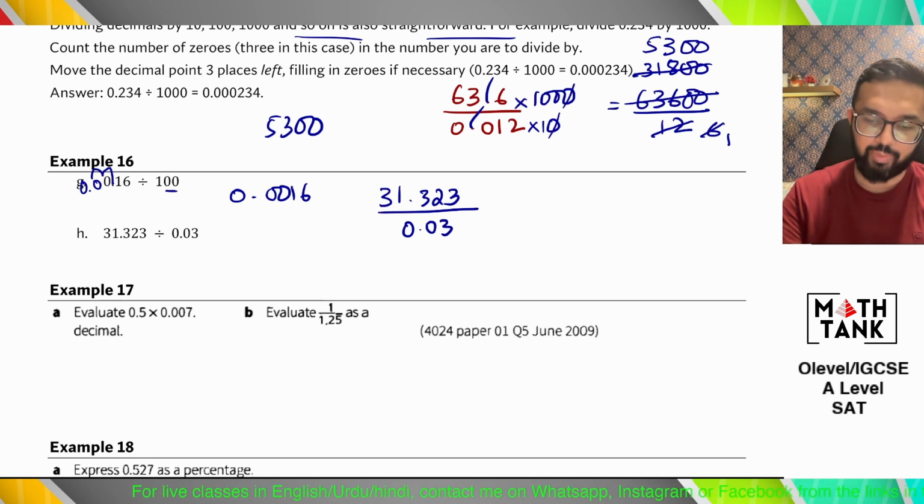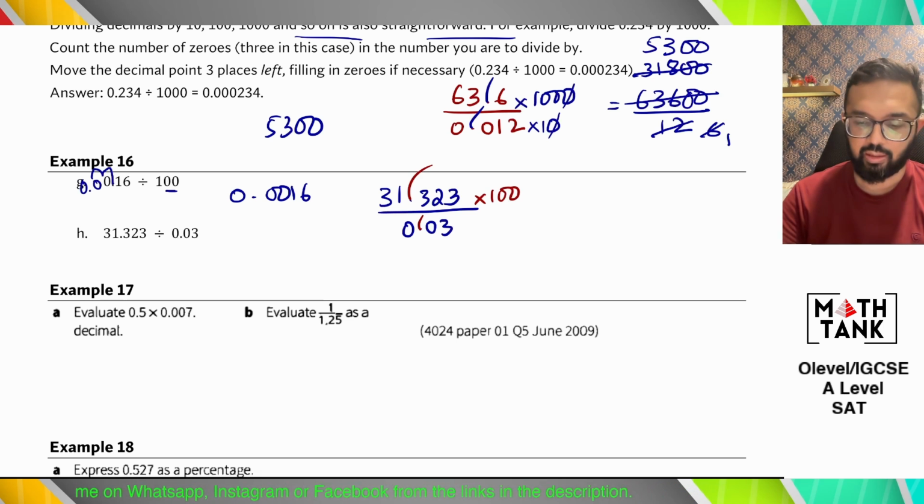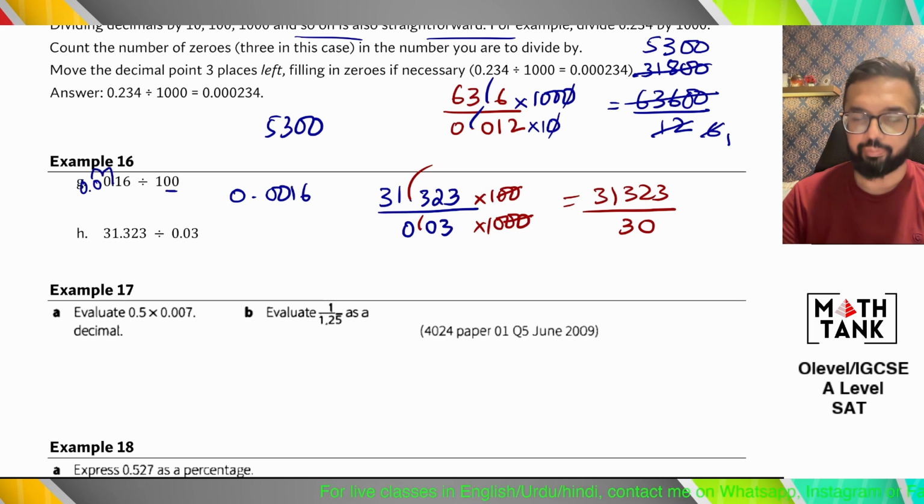Okay, so I'm going to use my method that I learned. I remove this decimal, so I put 100 in the numerator because there were two decimal places, and then 1000 in the denominator because that was three decimal places. Two zeros cancel out. So this becomes 31323 divided by 30.